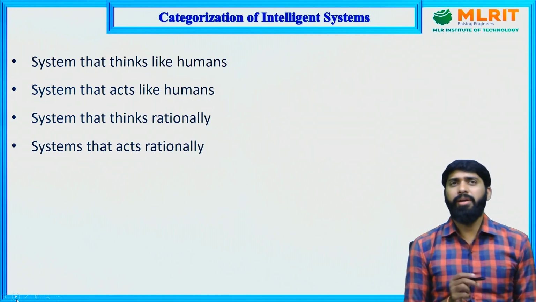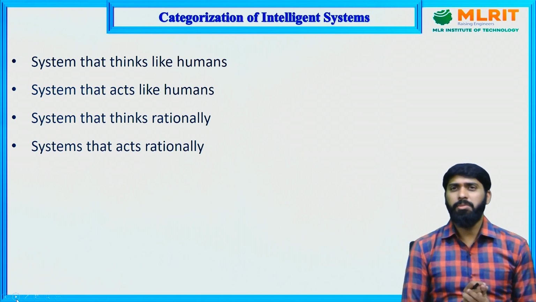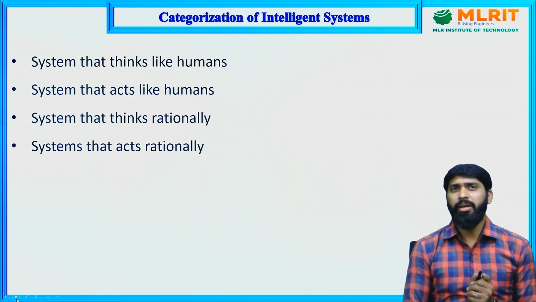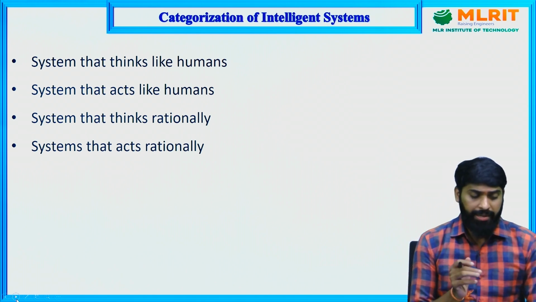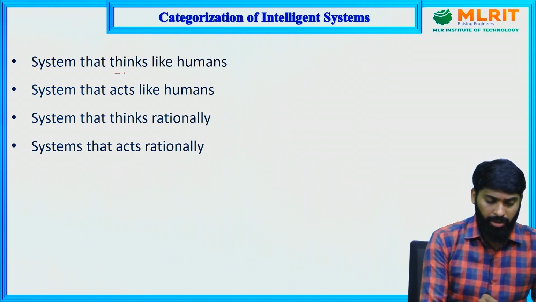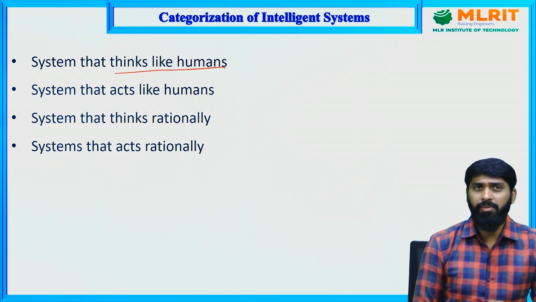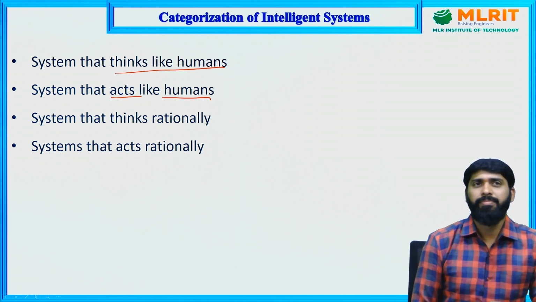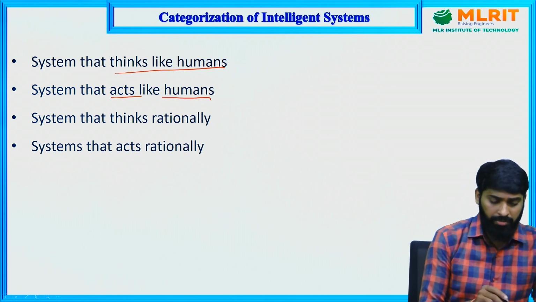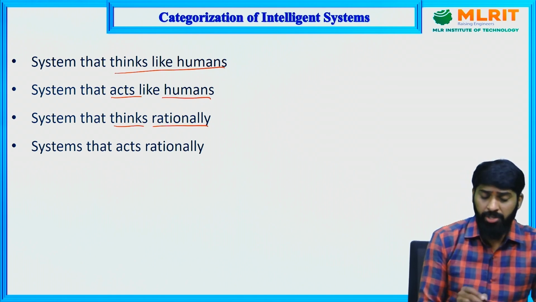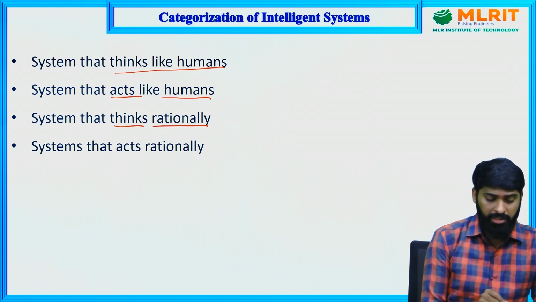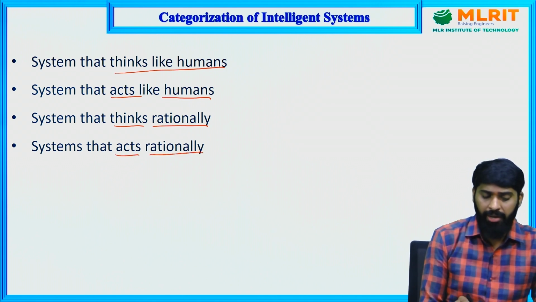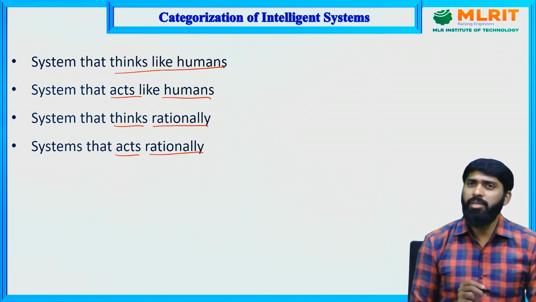Now coming to the categorization of intelligent systems, we have four types of intelligent systems. One is a system that thinks like a human, and the second one is a system that acts like a human. The third one is a system that thinks rationally. The fourth one is a system that acts rationally. Okay, so let us see one by one.